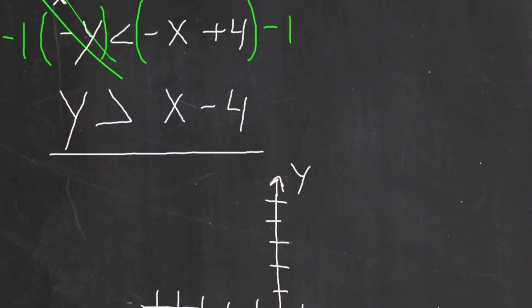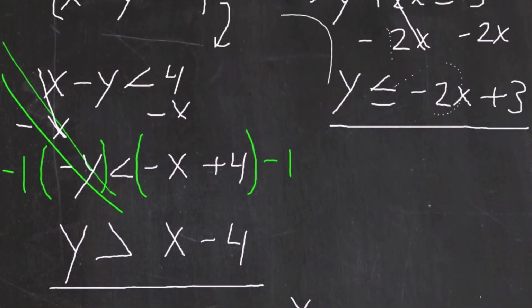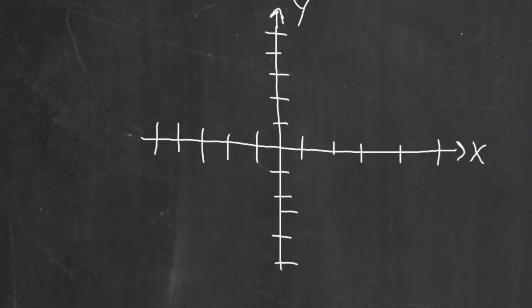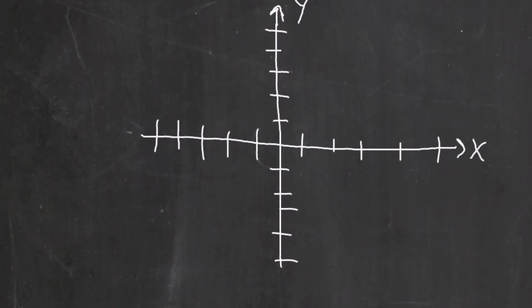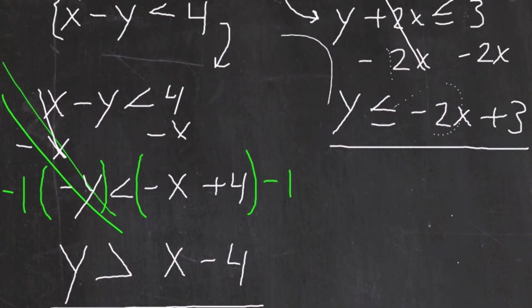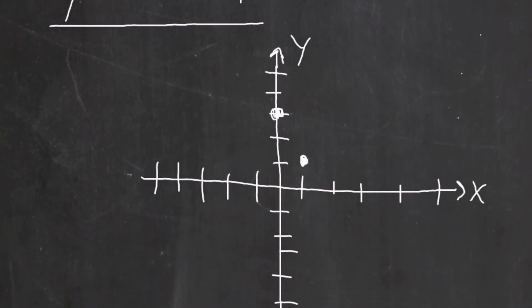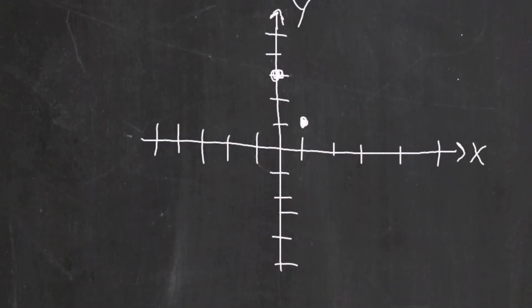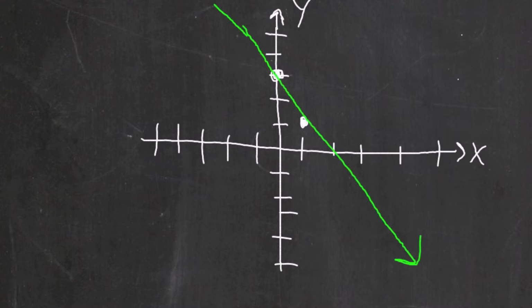So our first equation was minus 2x plus 3. So we have a y-intercept of 3 and a slope of -2. So our first point is right there at 0, 3, and then we're going to go down 2 and over 1. Now if we look back at our equation, this is less than or equal to, so we are going to have a solid line. It's going to look something like that.